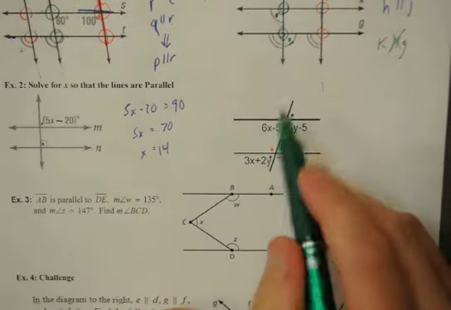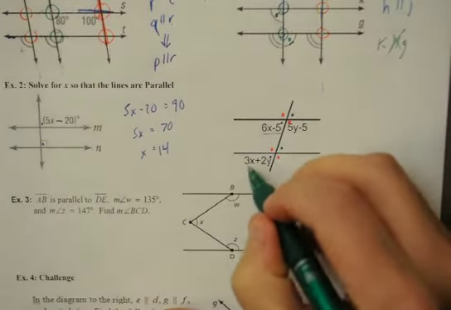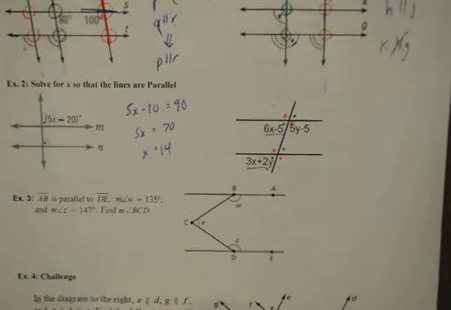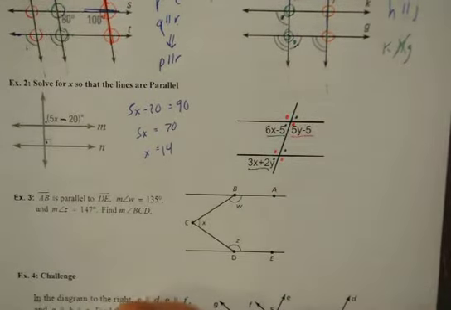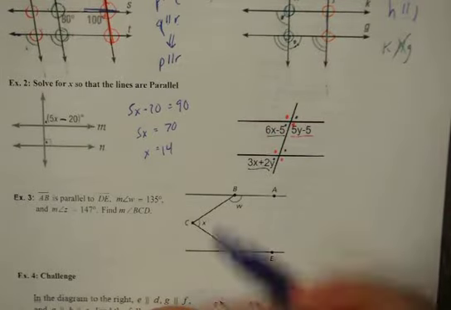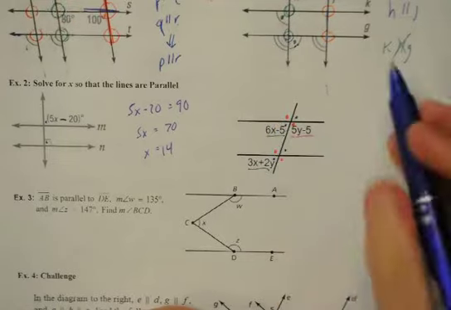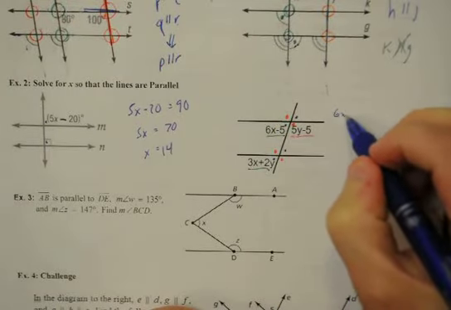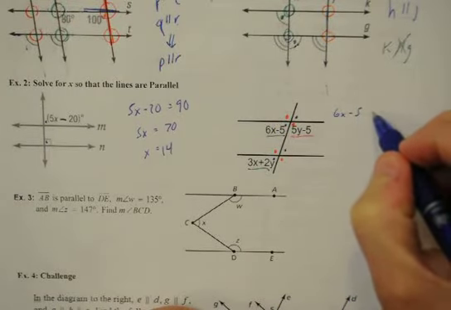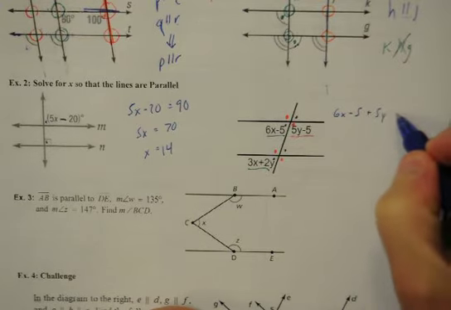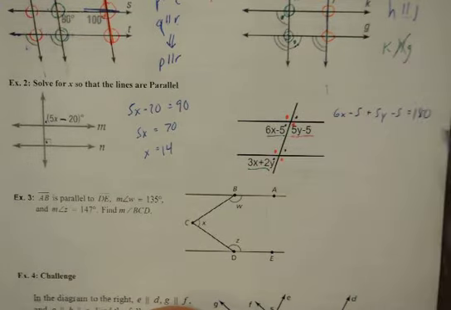So the first thing I'm going to do is look at, I've got a green here, and I've got a green here, and I've got a pink here. Okay, so a green and a pink adds to 180. That's always going to be the case. We've got a linear pair, so we've got 6x minus 5 plus 5y minus 5 will make 180 degrees.